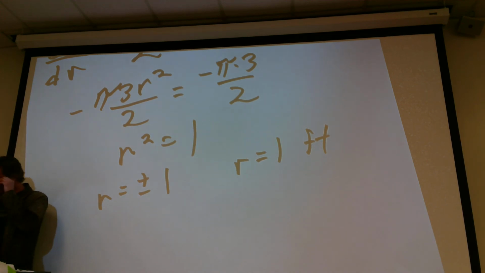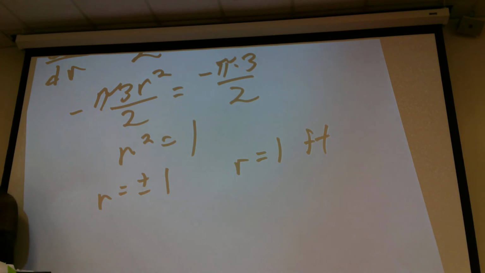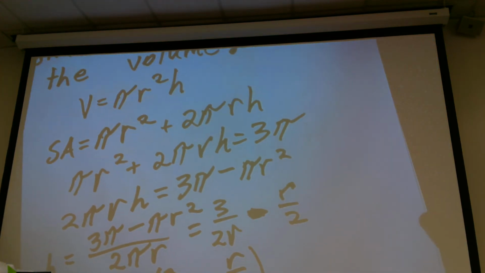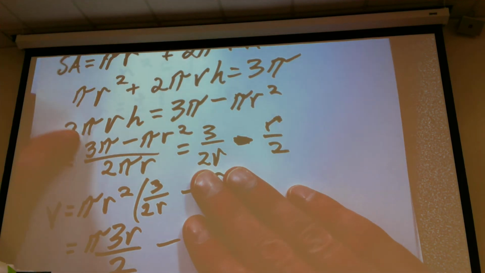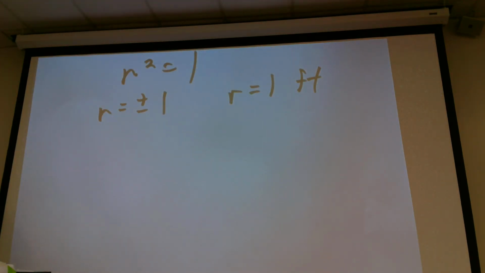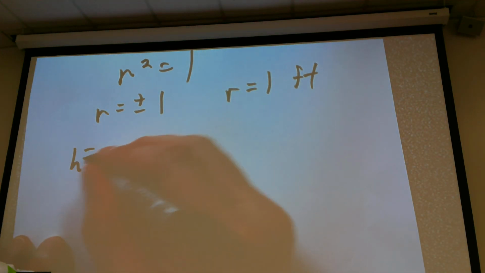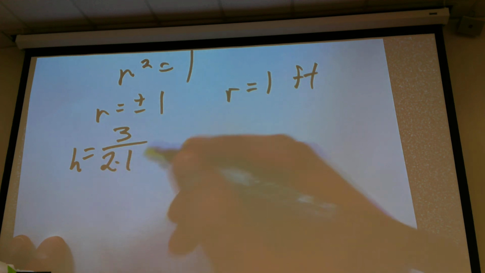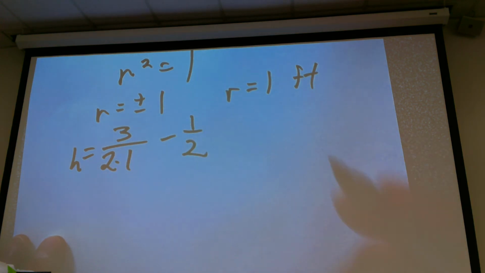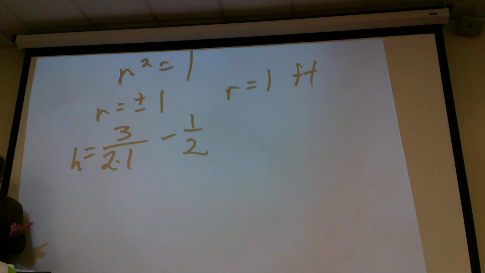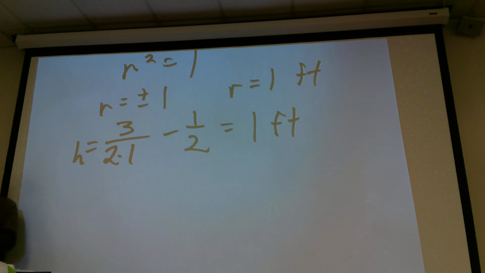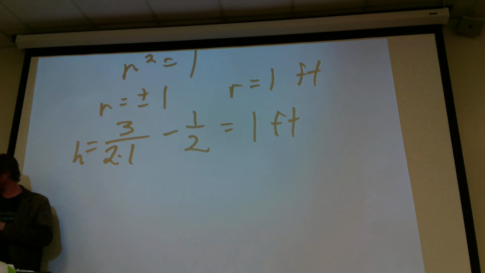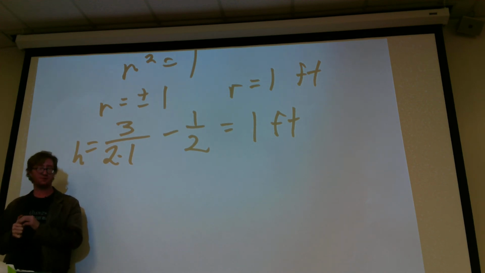Now let's go back just a bit. We're going to return to the expression for h and use it to solve for h. So h is going to be 3 divided by 2 times 1, minus 1 divided by 2. That's just 3 halves minus 1 half, which is just going to be 1 foot. So the height and the radius are the same. And those are the dimensions that will maximize the volume of your cylinder.